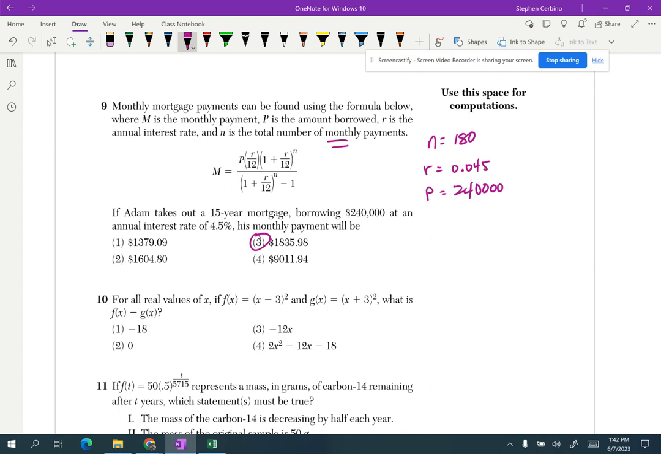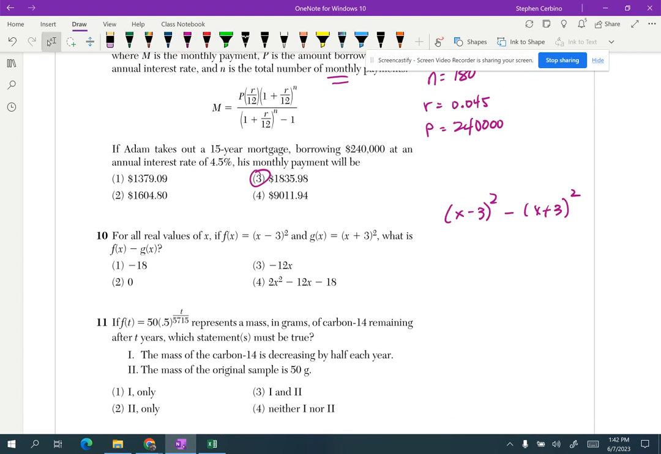Okay, number 10 gives us a function of f of x and a function of g of x, and it asks us to subtract them. So all they're really asking you to do is to do x minus 3 squared minus x plus 3 squared. Most of you probably are going to make boxes for this. So if we make some boxes, x minus 3, we get x squared minus 6x and plus 9. So we have x squared minus 6x plus 9 for that first function.